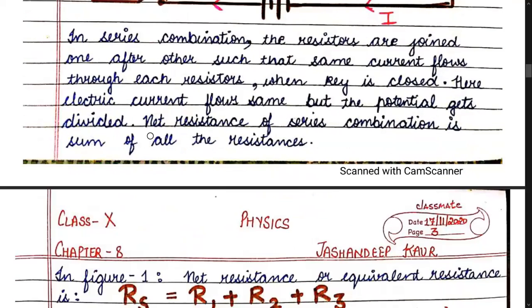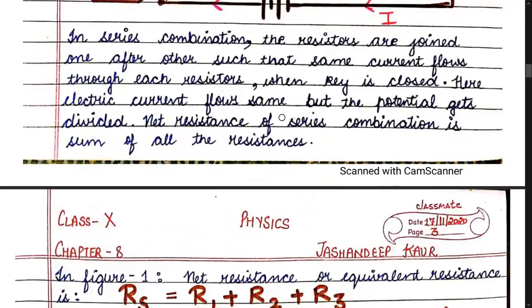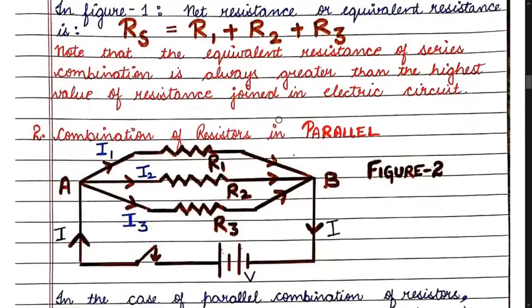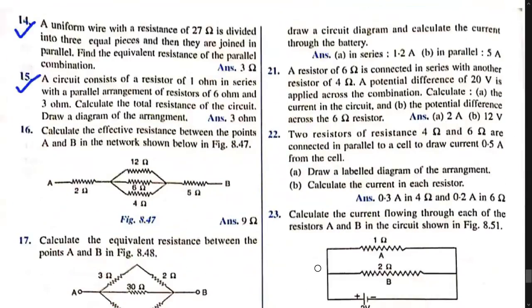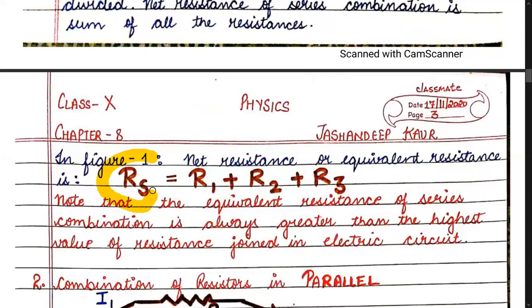So now the net resistance of series combination is the sum of all the resistances. So students, in figure 1, the net resistance or the equivalent resistance, RS, stands for resistance in series. So the equivalent resistance for series, RS, is equal to R1 plus R2 plus R3.